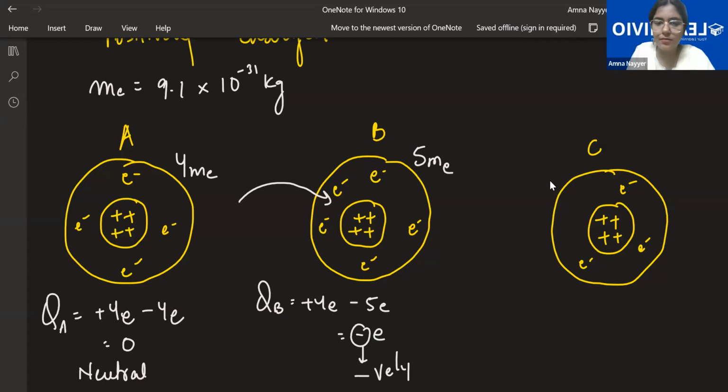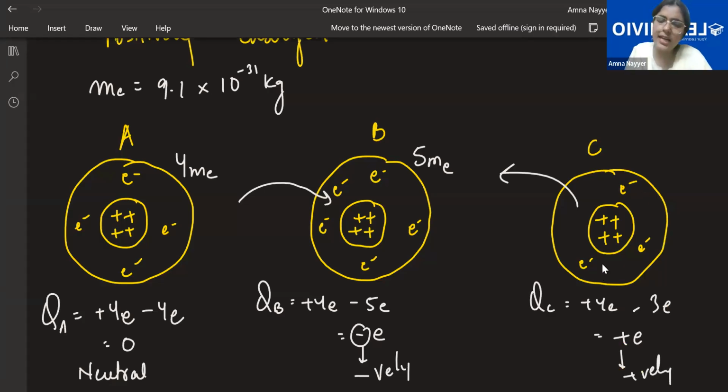Let's talk about this atom C. Let's say 1 electron has been removed from it. Now when I calculate the net charge, plus 4e and minus 3e, that gives plus e. Plus means this is a positively charged body. Now with 3 negative electrons, we can directly see there is a deficit of electrons.